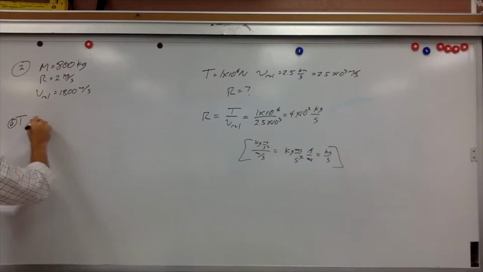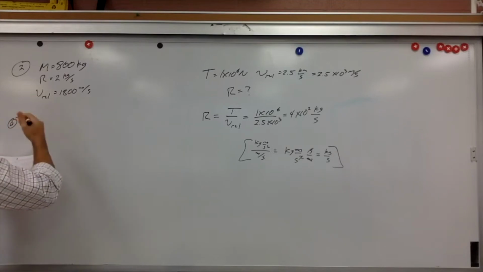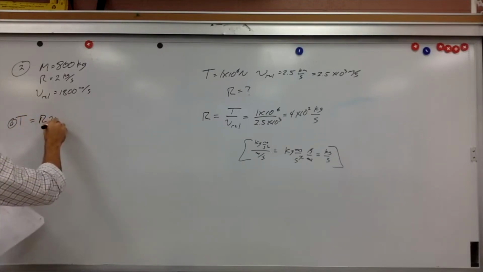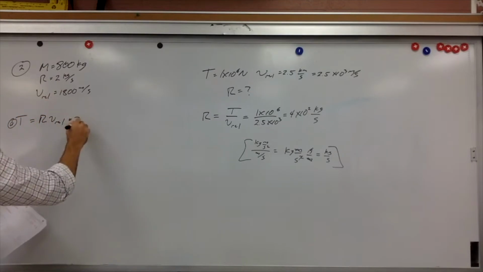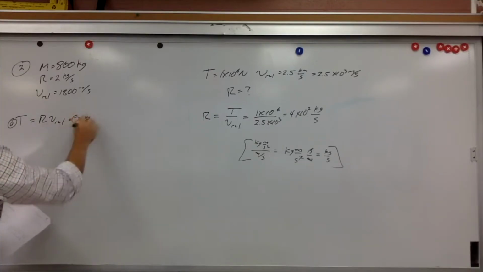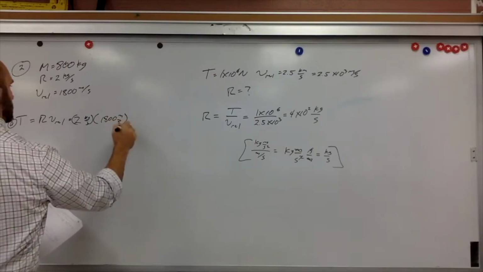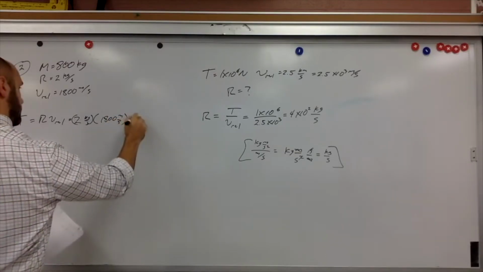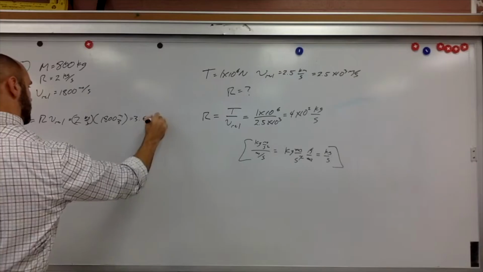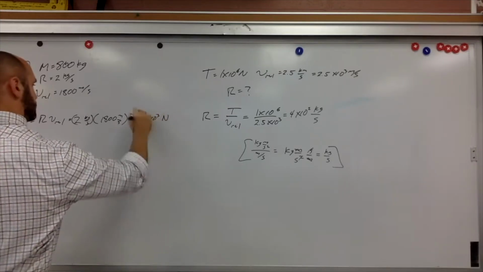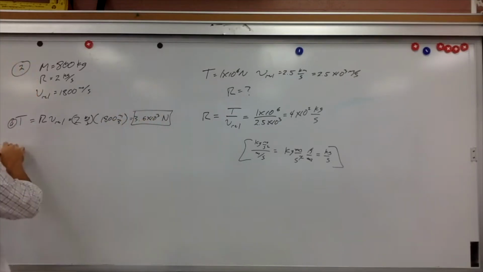So T equals the equation we had before, R times V rel. So here's R, and V rel is 1800 meters per second. So this is going to be 3.6 times 10 to the 3rd newtons. Simple enough.